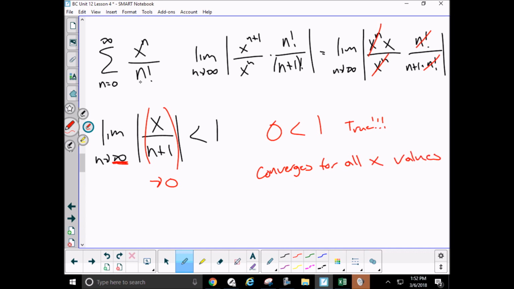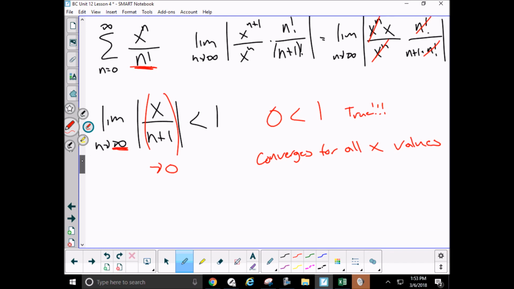Okay? So it turns out this n factorial grows so much faster than x to the n that it doesn't matter what number's up here. Our terms will trend towards 0 fast enough that our series will converge.